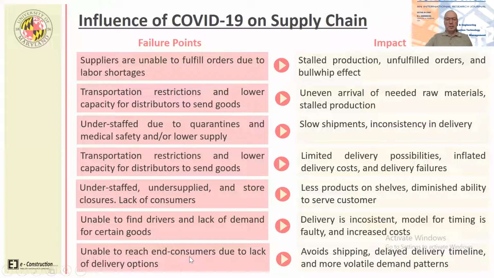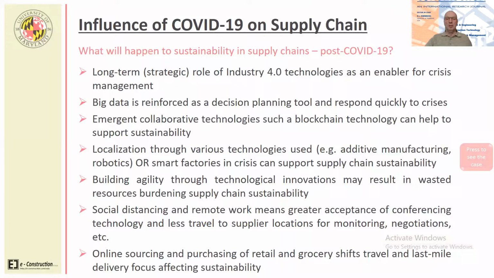Unable to reach end consumers due to lack of delivery options. So shipping is an issue. I already mentioned delayed deliveries. More volatile demand patterns, so that, for example, prefabrication factories are having a hard time coping with that simply because of these interruptions based on COVID-19.